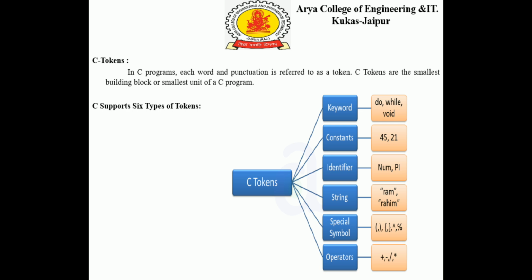Next, we can see token. What is token? A token is the smallest building block of any programming language. Means it is the smallest unit of a program. What are they? We will look ahead further. C tokens are of 6 types: keyword, constant, identifier, strings, special symbols, and operators. We will study one by one.